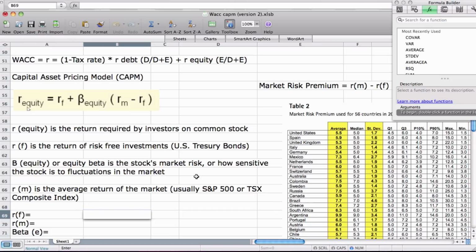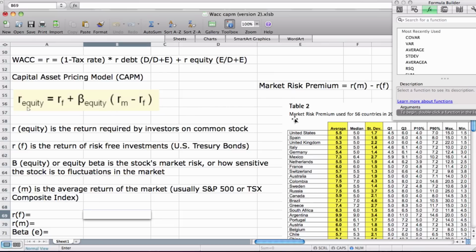how that stock performs. And then we multiply this by the return on the market, which is the average return of the market, usually an index fund or numerous index funds put together, minus the risk-free rate. And these two numbers in brackets put together are the market risk premium.